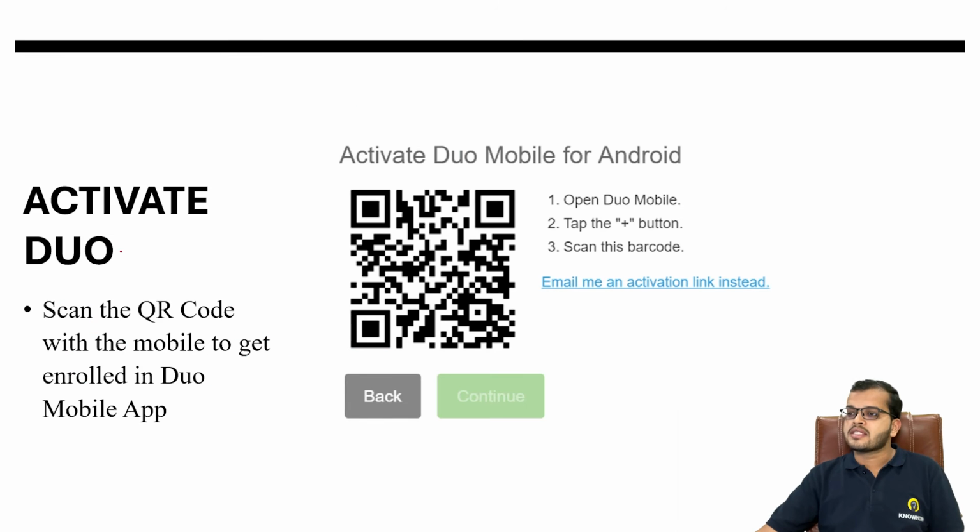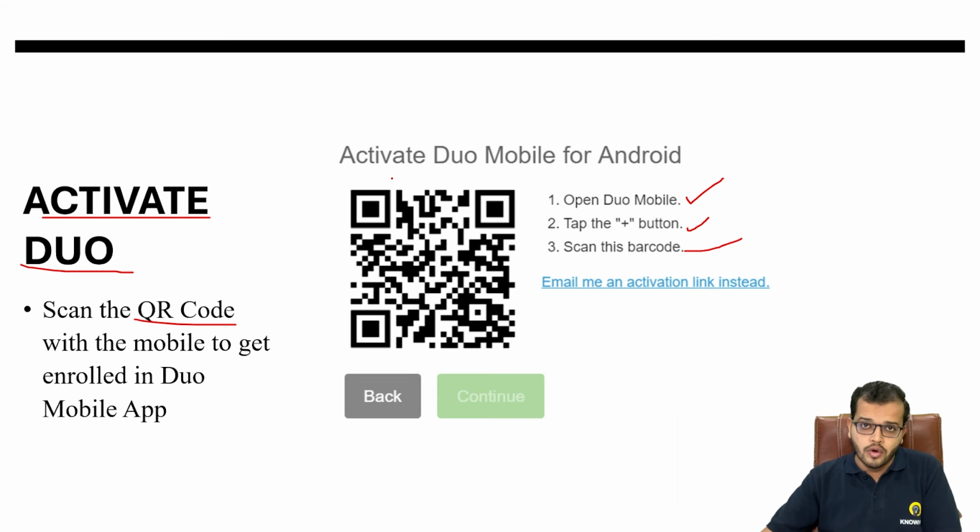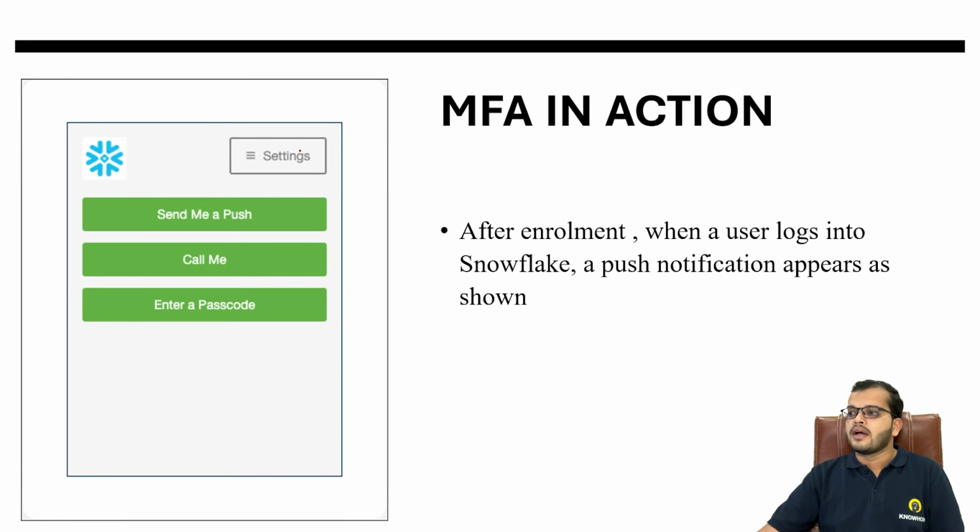Now let's go and activate the DUO. As soon as you see this particular QR code, we have to scan it so that it will open up the DUO application, and here we have to tap on the add button so that we can scan this barcode and activate this particular DUO Mobile for Android. In the same way it is applicable for iOS as well. That's not a problem. Same way we scan, and we will get DUO on iOS as well. All right.